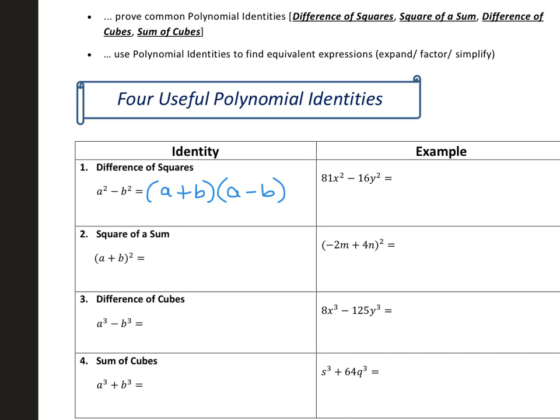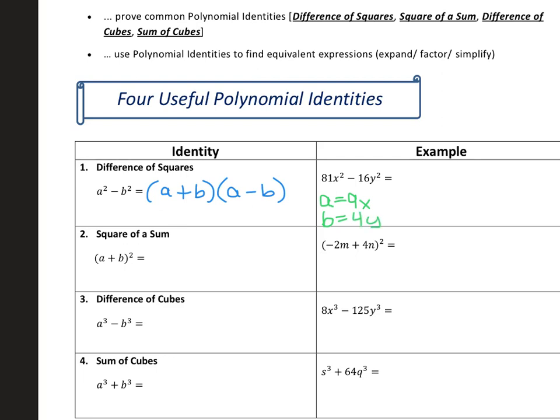We have, to the right, two perfect squares here, 81x squared and 16y squared. So let's use that to identify our a and our b. Our a is 9x and our b is 4y. So if I square each of those, I will get these terms.